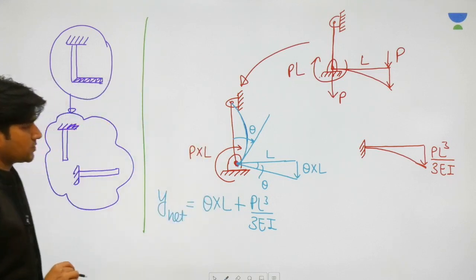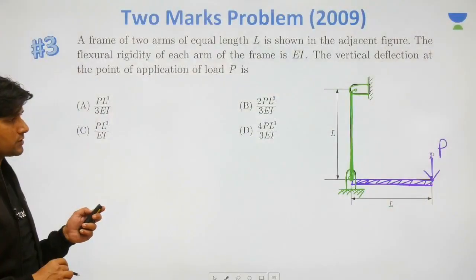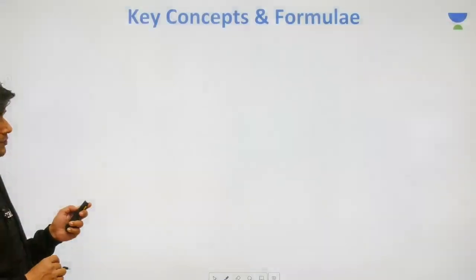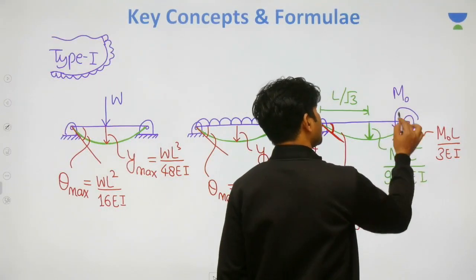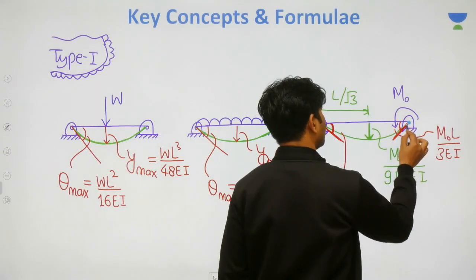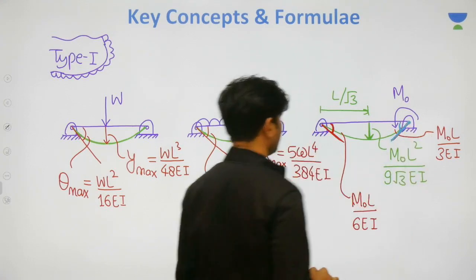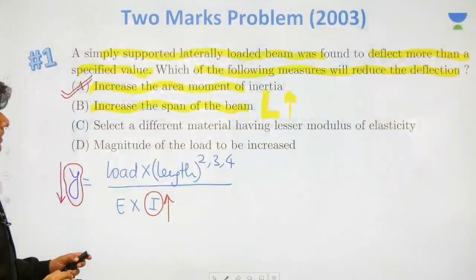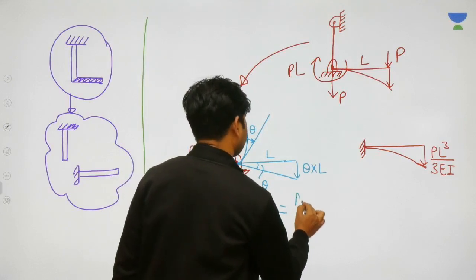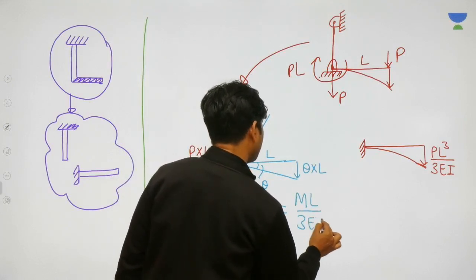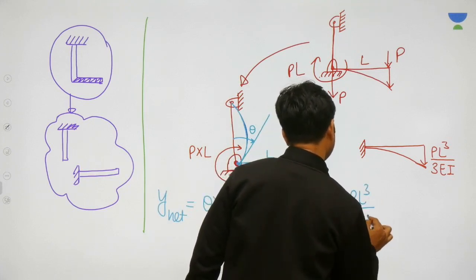What is theta for a simply supported beam with couple at the end? Theta is nothing but ML by 3EI. So let's put it here: ML by 3EI into L plus PL cube divided by 3EI.